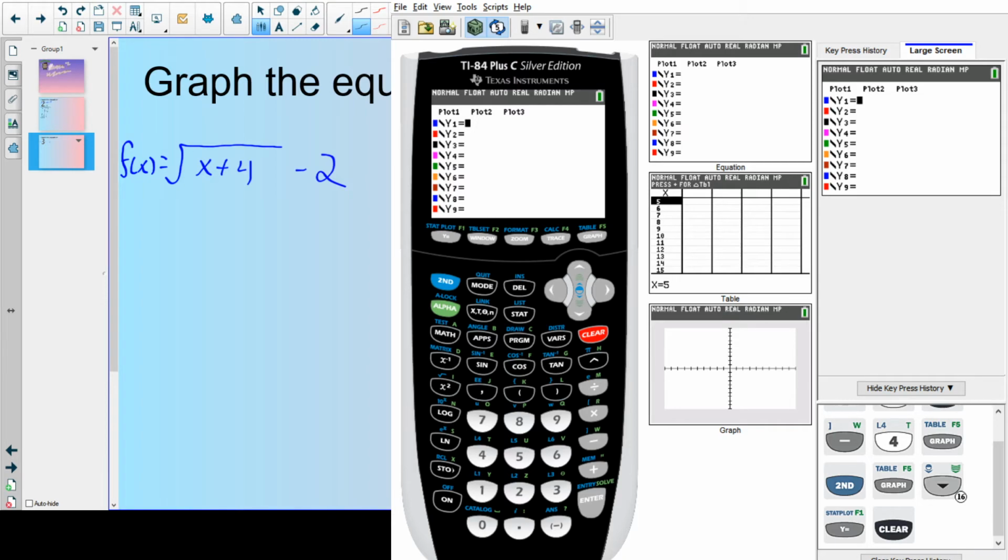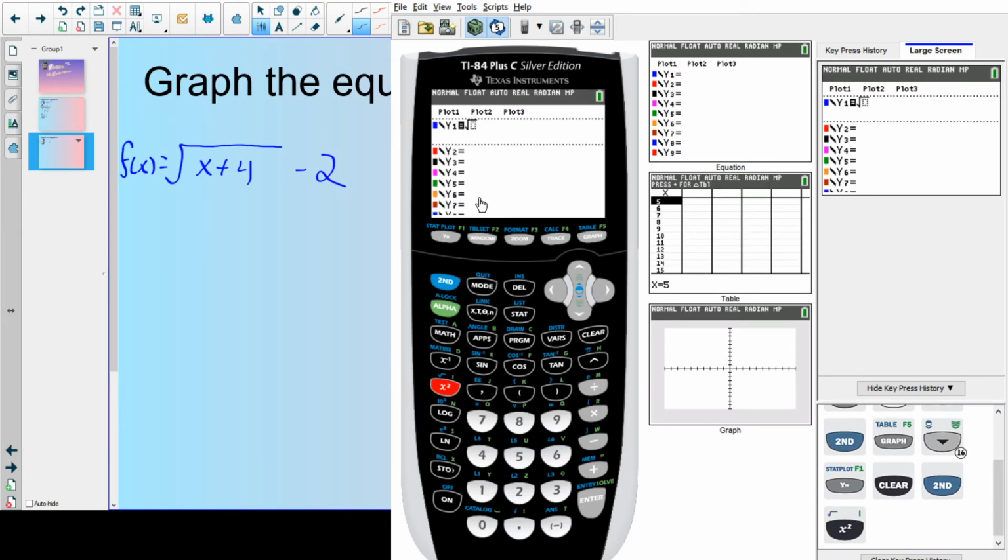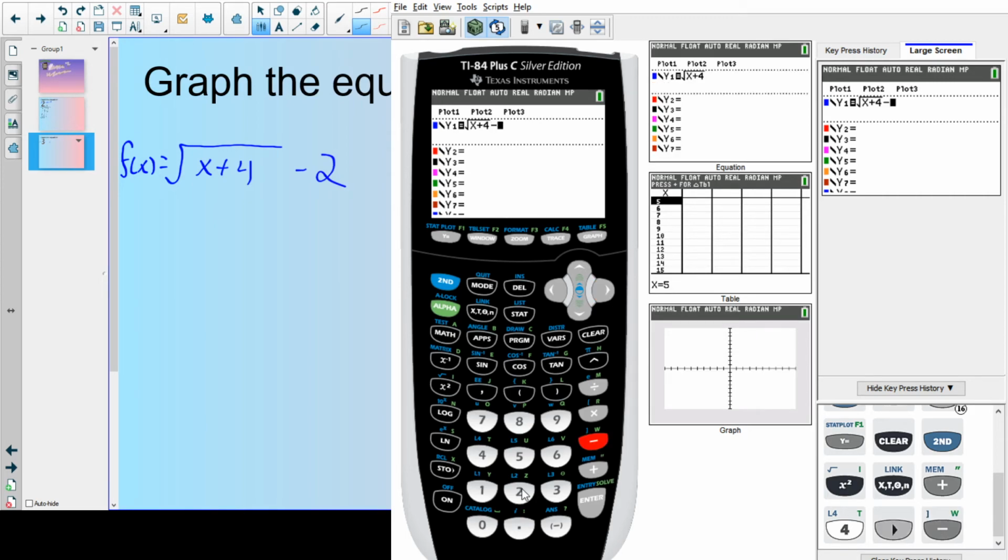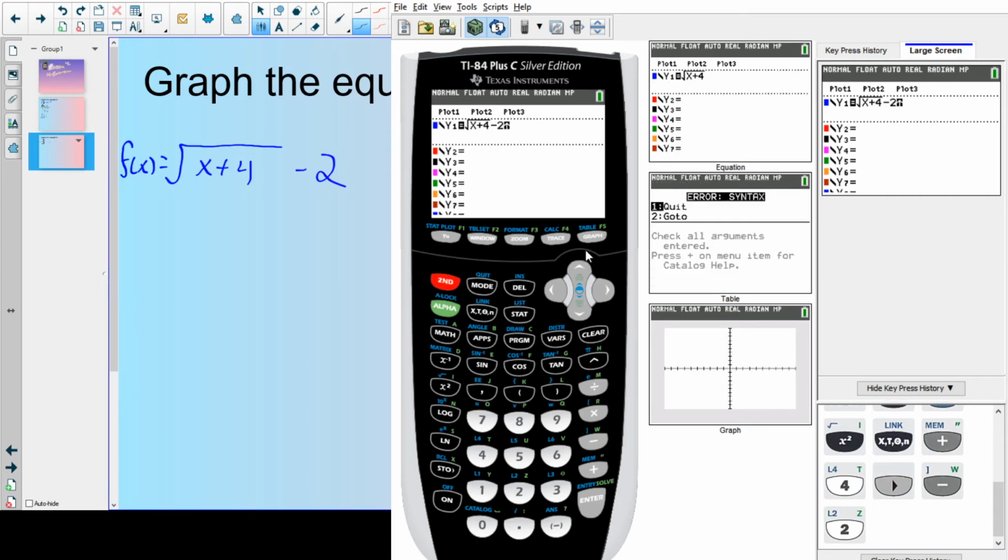So this says the square root of x plus 4. Well, the square root button happens to be over here. But you see how it's blue? So to unlock the blue buttons, you got to click the blue button. So the square root of x plus 4. Now we have to get out of the square root, because we want to subtract by 2. So we're going to use the arrows. Minus 2.